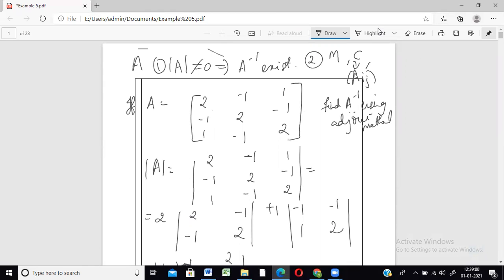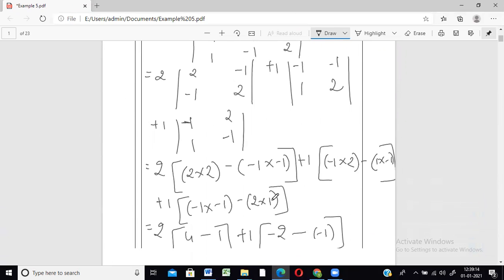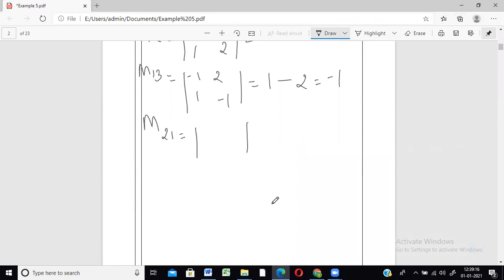So what remains after hiding this row and this column? -1, 1 and 2, correct? This row and this column we hide, so we will get -1, 1 and 2. You just write it as 1 and 2, so this is -2 minus of -1, which is equal to -2 plus 1, which is -1, right? All right.